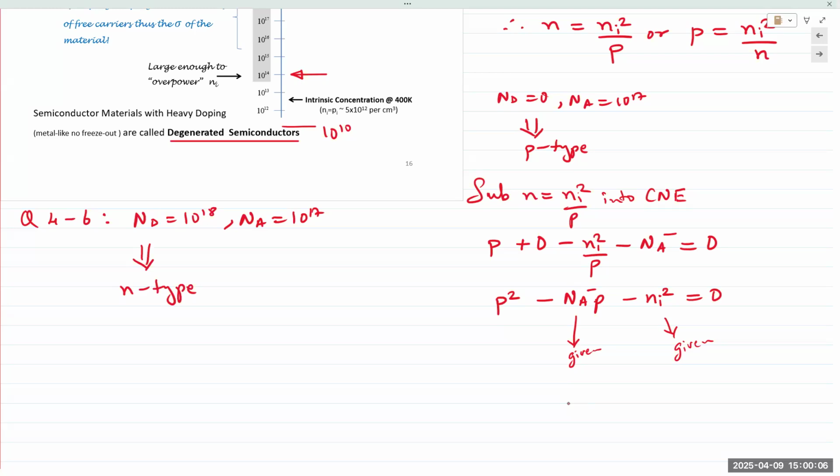So we'll end class here today, and we'll pick up again on Friday. We'll look at PN junctions.